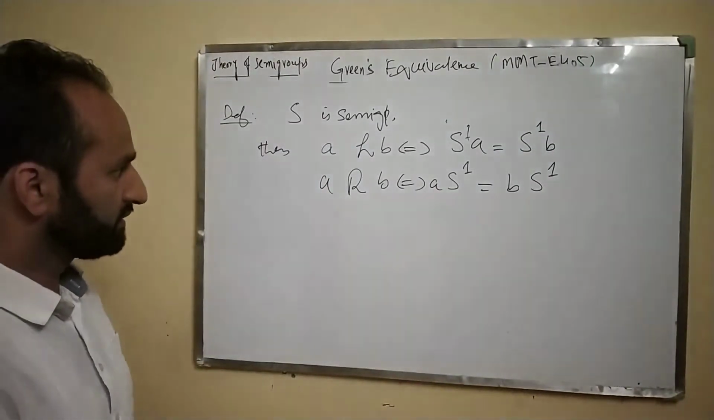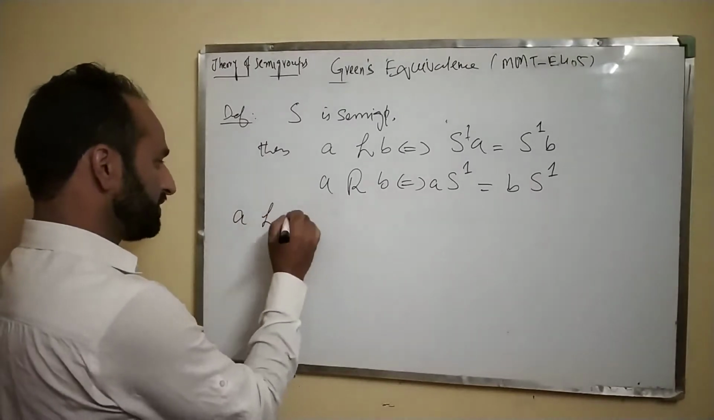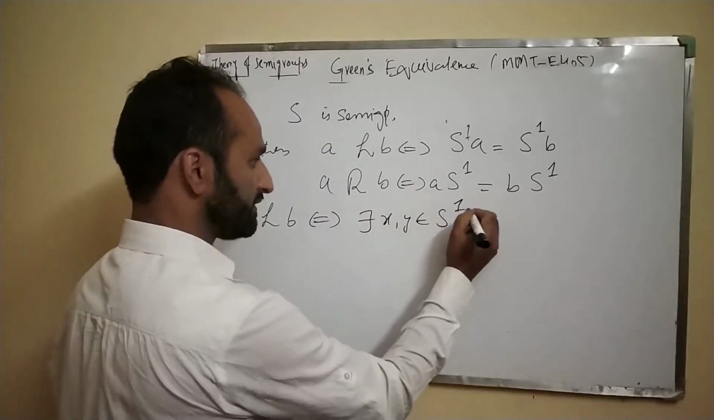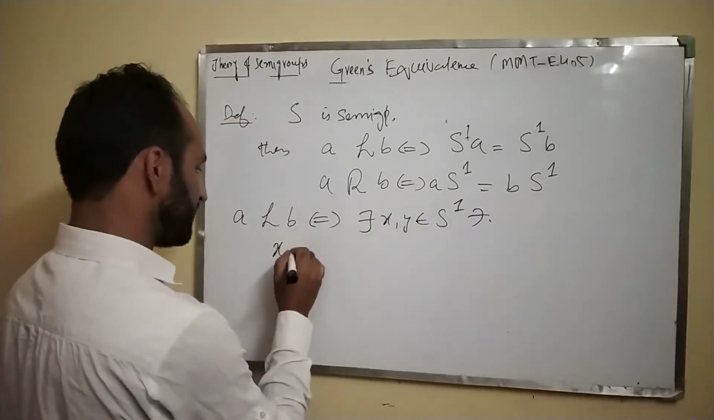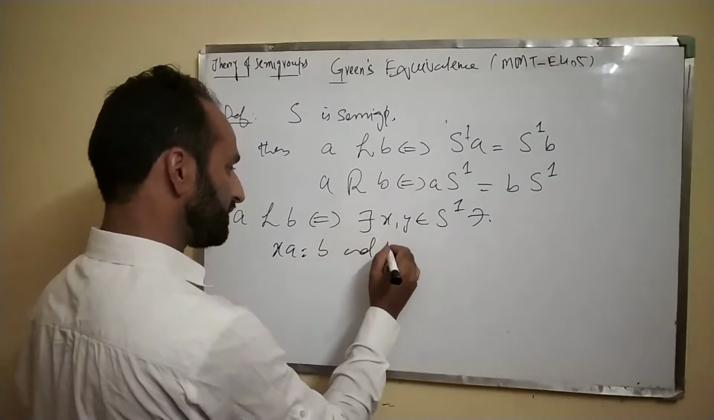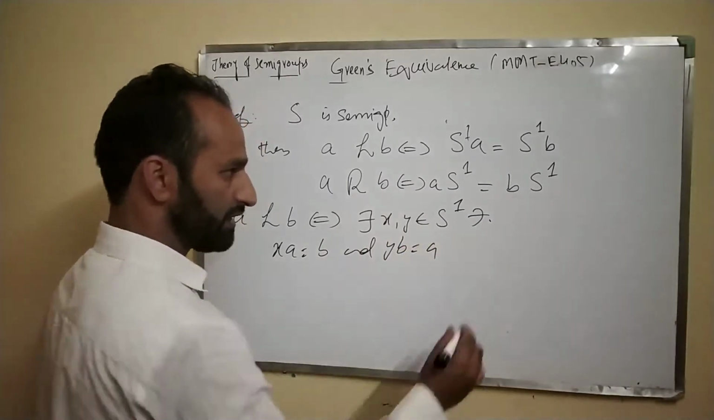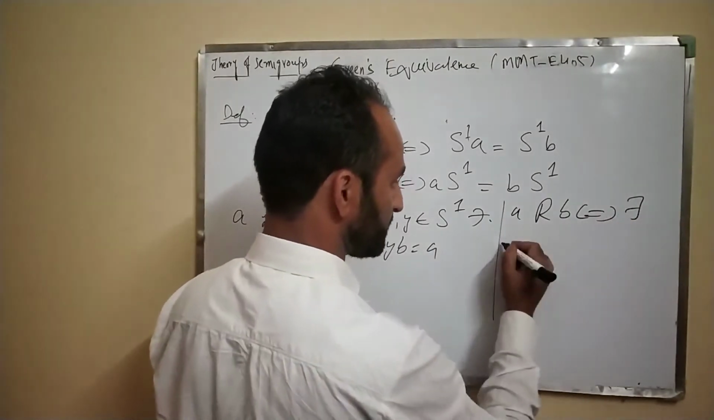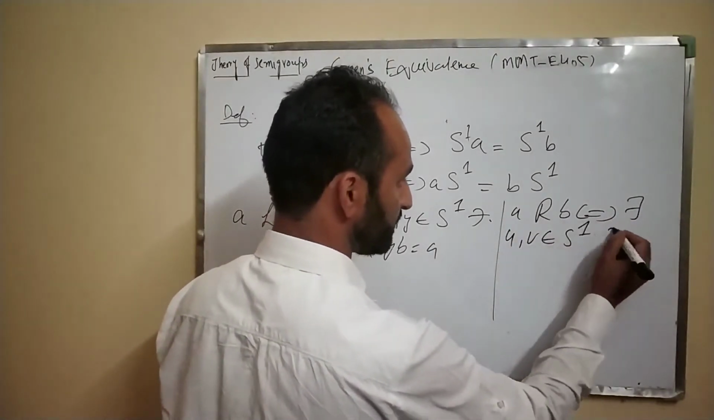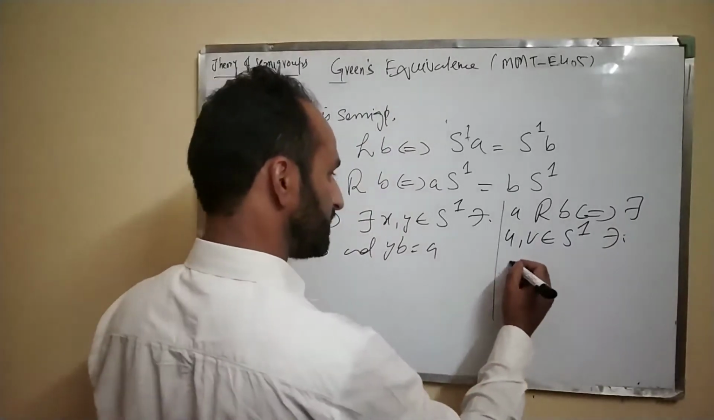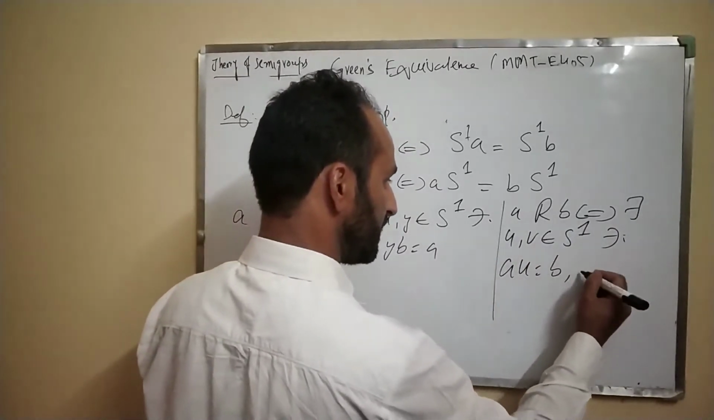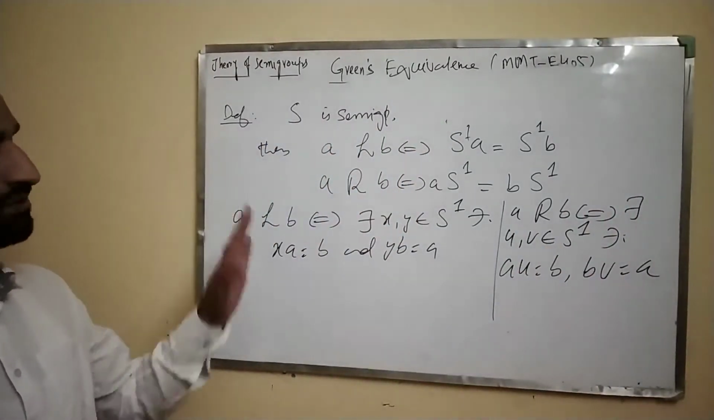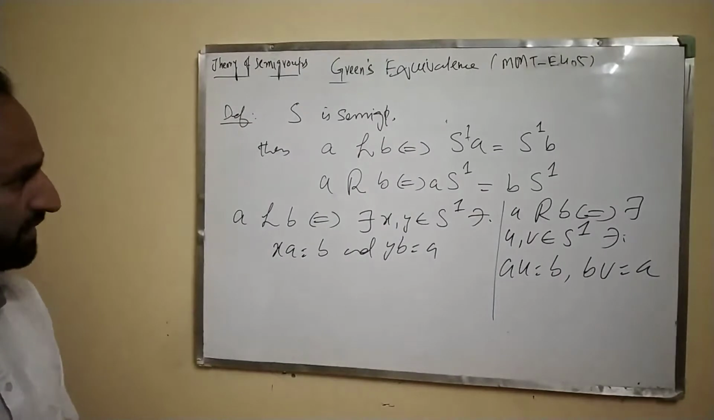Then we have seen that A is L related to B if and only if there exist X, Y in S1 such that XA is equal to B and YB is equal to A. And also we have seen that A is R related to B if and only if there exist U, V in S1 such that AU is equal to B and BV is equal to A. So this we have seen in our previous lecture.